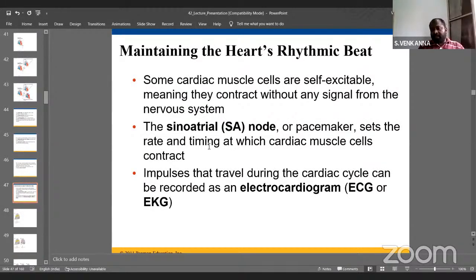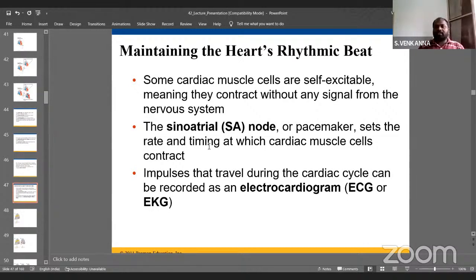The heart maintains rhythmic beats. How do we monitor the heart rate? The calculation is done with the electrocardiogram, ECG. The ECG records the heart's rhythmic beat of the cardiovascular system.